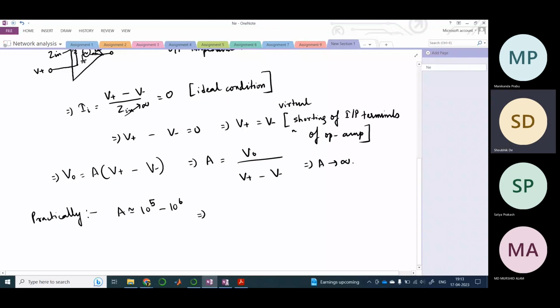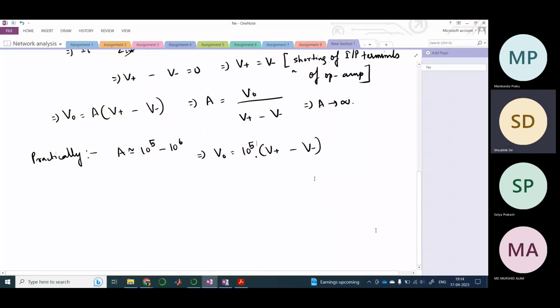Therefore you can easily see your V0. Suppose V plus minus V minus is, let's say, in the order of 25 microvolt. So what would be your output? It would be 10 to the power 5 into 25 into 10 to the power minus 6 volts, so around 2.5 volt.